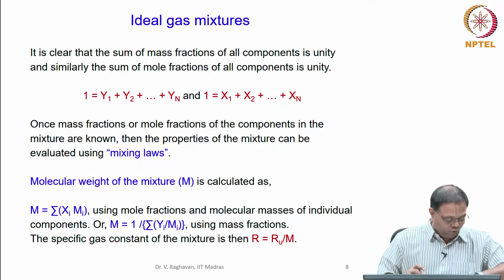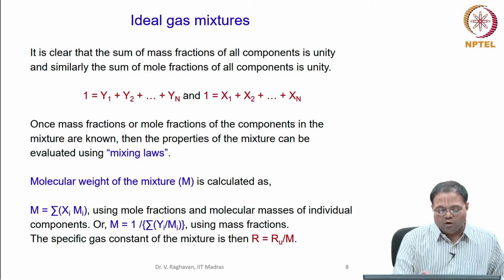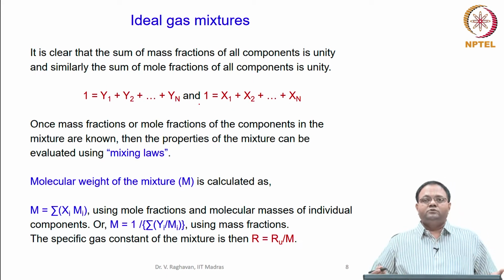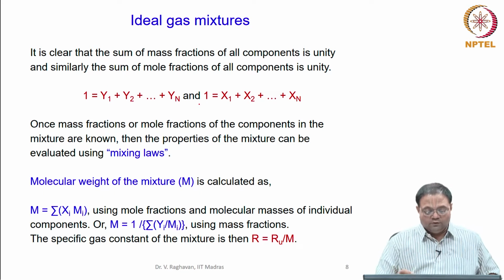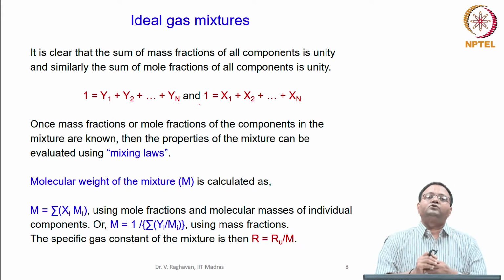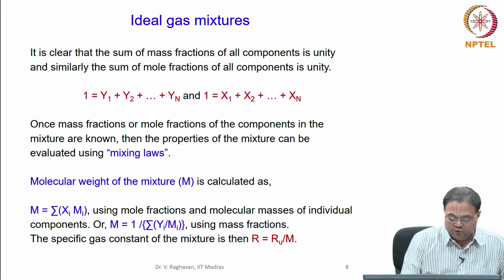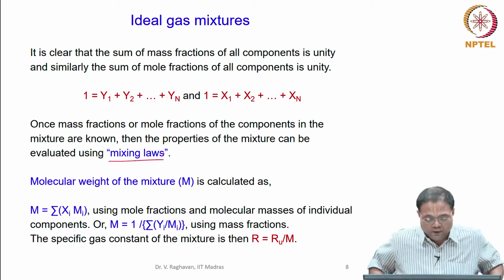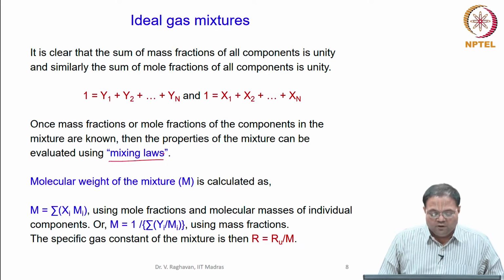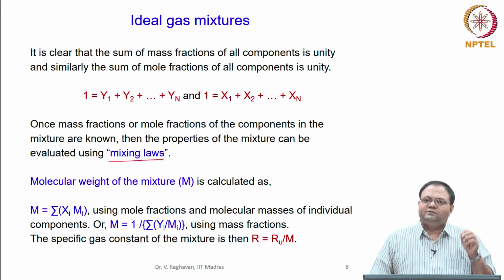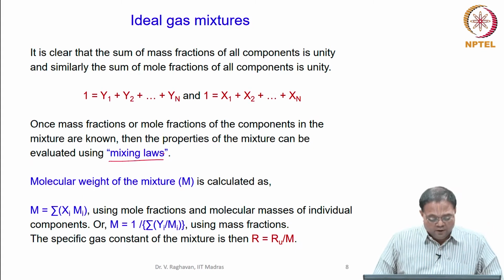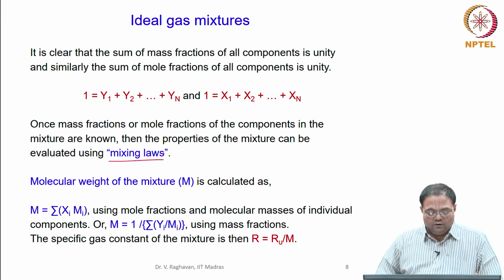Anyway, this identity we know: when you add all the mass fractions you will get unity. Similarly, when you add all the mole fractions you will get 1. Like volumetric fractions, if you add, you get 1. Now, how will you calculate properties related to the mixture once the components of the mixture are known? For that we use what are called mixing laws. Once mass fractions or mole fractions of the components of the mixture are known, then the properties of the mixture can be evaluated using mixing laws. First, I will try to calculate the molecular weight of the mixture. Molecular weight of the mixture can be calculated with these expressions.